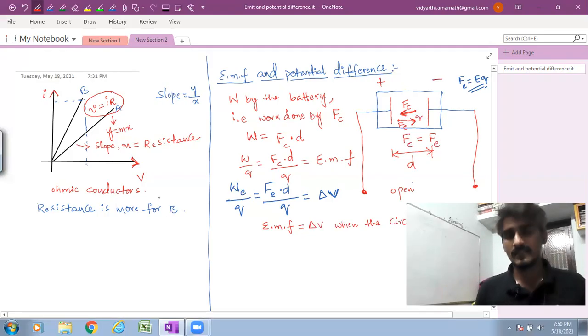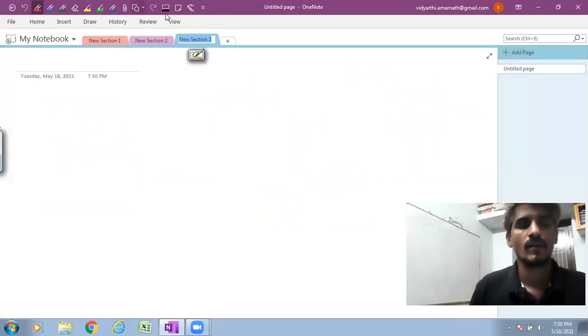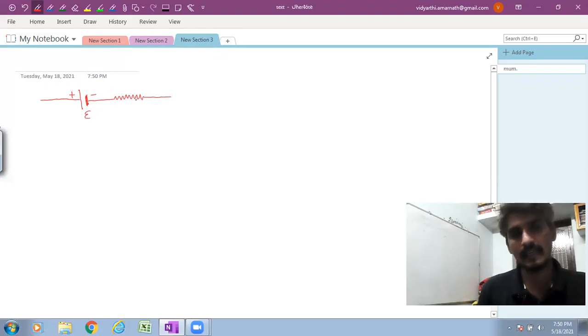Okay, now how does it change? How do the potential difference and EMF change? Let us discuss. So if we consider this, this is a battery. It's a battery symbol, right? Now, this is a symbol of resistance. Assume that the EMF of the battery is E and the resistance is R here.